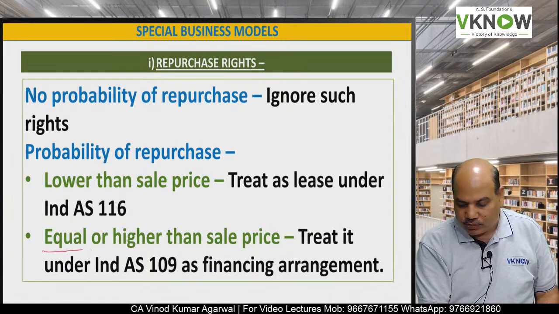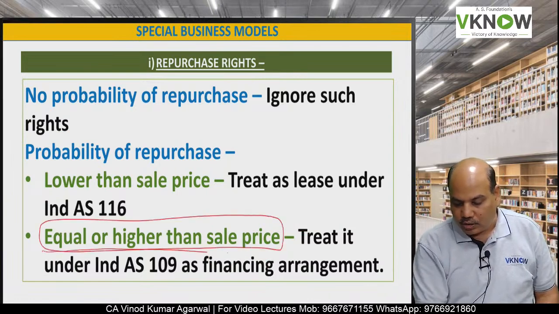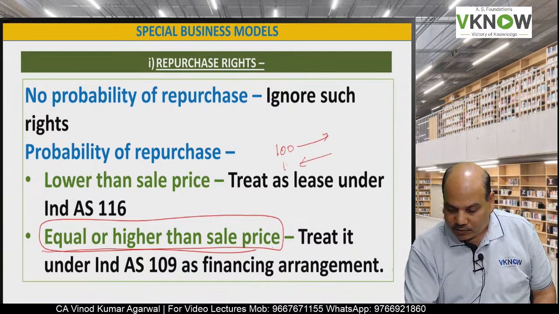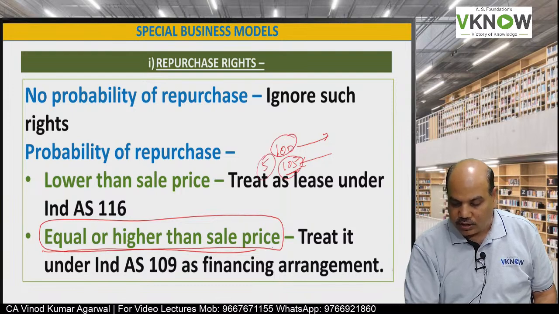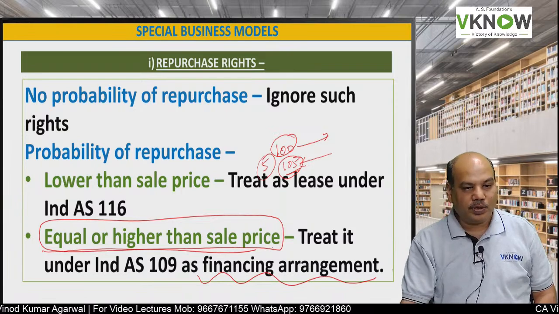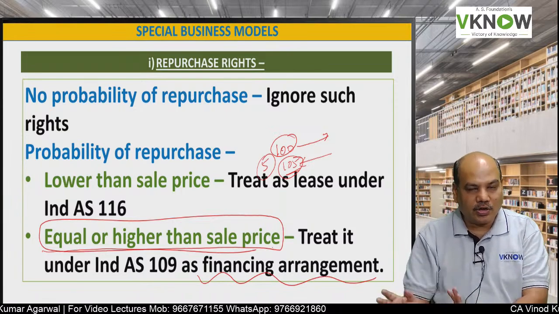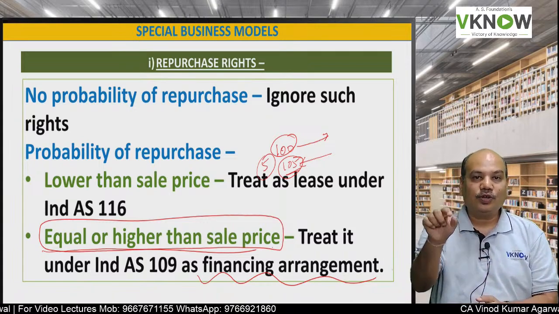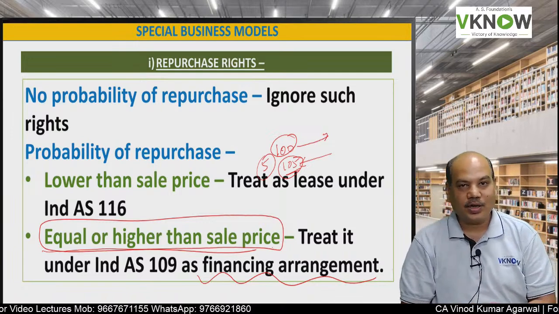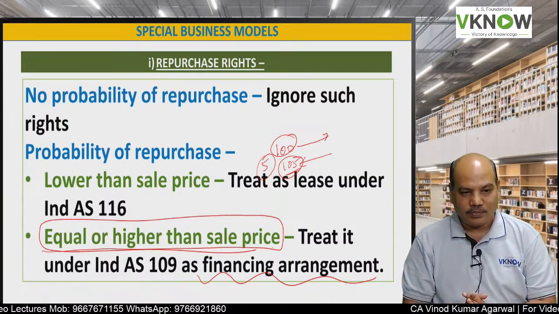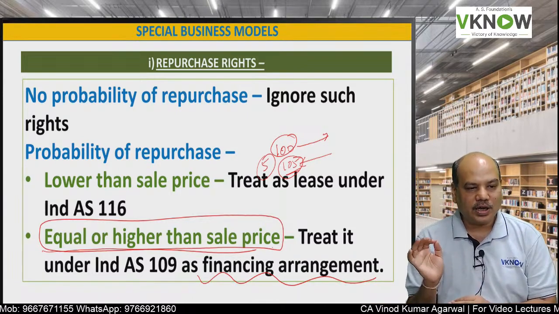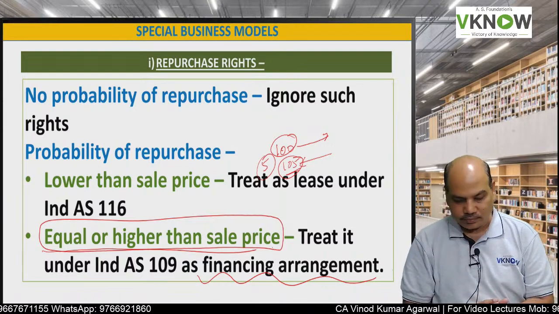One more question which they ask in the exam: the repurchase price is equal to or higher than the selling price. Sold for 100 and will be repurchased for 105. So basically you are paying 5 rupees of interest. This entire arrangement will not be treated as revenue under this standard, rather it will be treated as a financing arrangement under IND AS 109. You will study in IND AS 109 also that this is treated as a financing arrangement.